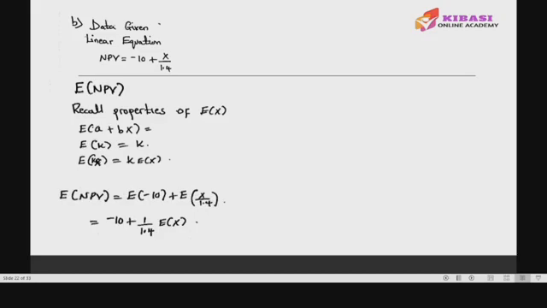Kwa hiyo itakuwa hivi: expected ya NPV itapata ni expected ya -10 plus expected ya x of 1.4, lakini expected ya constant number ni constant number, so we get -10 because it is a constant number, plus then we substitute constant number ambayo itakuwa ni 1/1.4, then tunaacha expected ya x. Remember that expected ya x ilikuwa tushaipata kwenye kipengele A ambayo ilikuwa ni 9.4, so we get -10 plus 9.4 times 1/1.4, then we get -2. That is the expected value NPV.